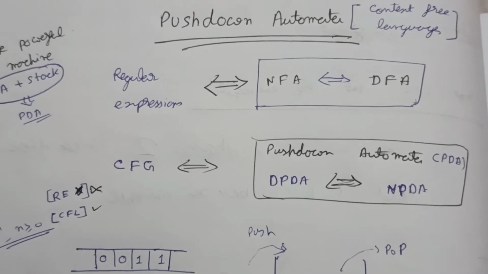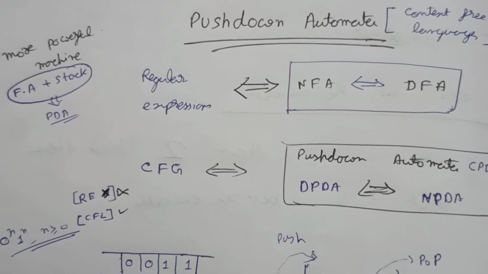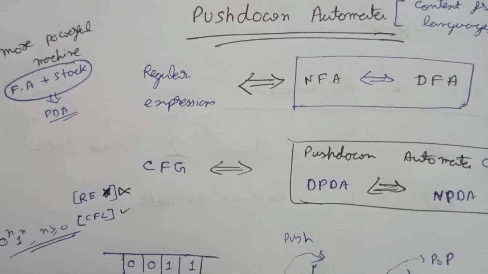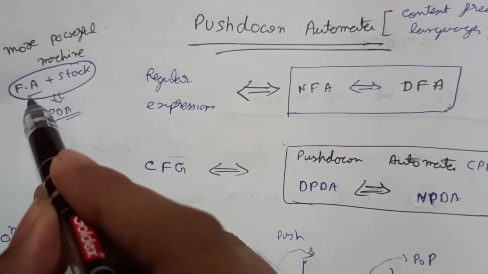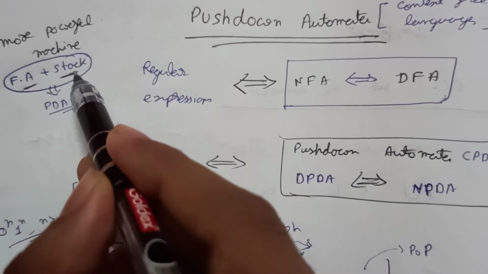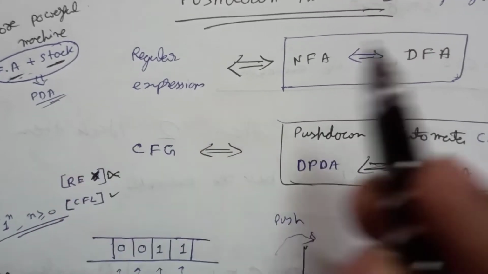So pushdown automata is more powerful than a finite automata. So what is extra here? Here we have a memory element, that is a stack. So see, this is a more powerful machine. Why? Because along with the finite automata we have a stack here. So finite automata plus stack equals PDA, or pushdown automata.